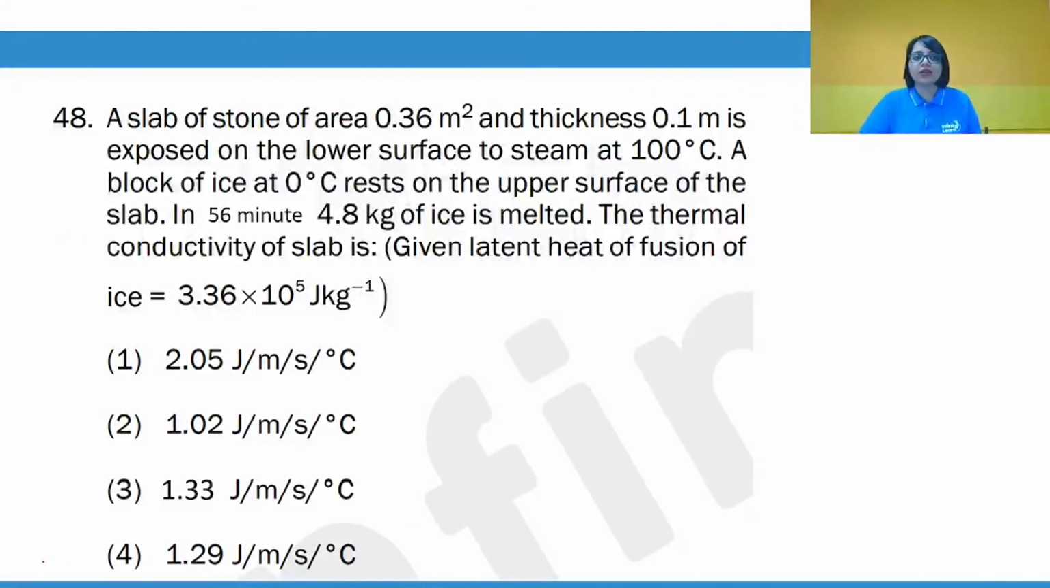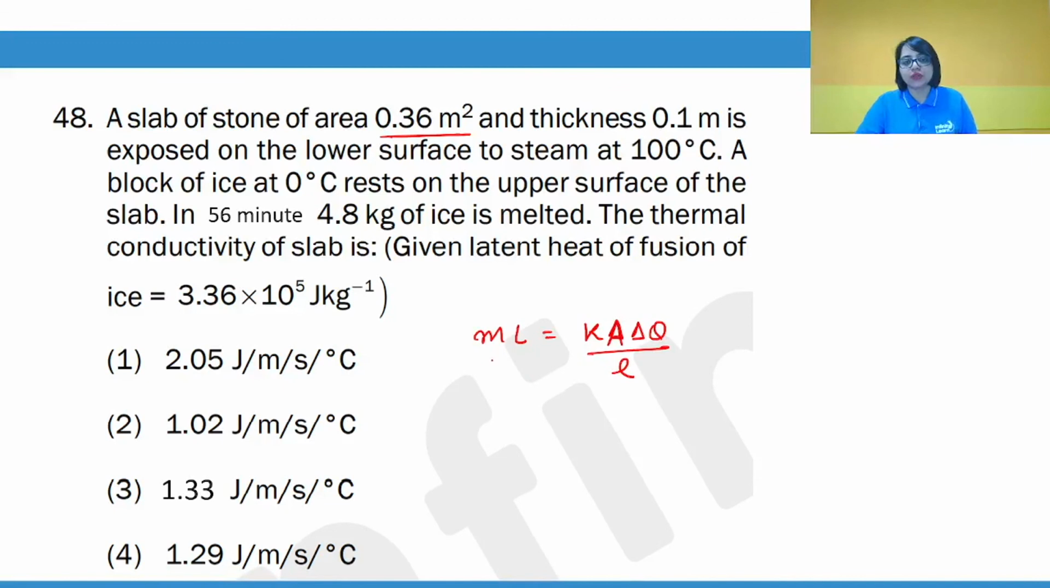Question number 48. A slab of stone of area 0.36 meters square and the thickness 0.1 meter is exposed on the lower surface to steam at 100 degrees Celsius. A block of ice at 0 degrees Celsius rests on the upper surface of the slab. In 56 minutes, 4.5 kilogram of ice is melted. The thermal conductivity of the slab is. So basically, heat required is ml and that is equals to Ka delta theta divided by L, right?